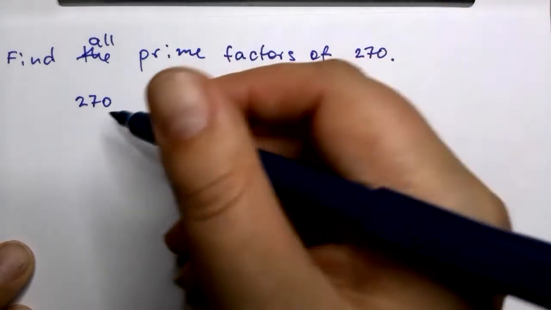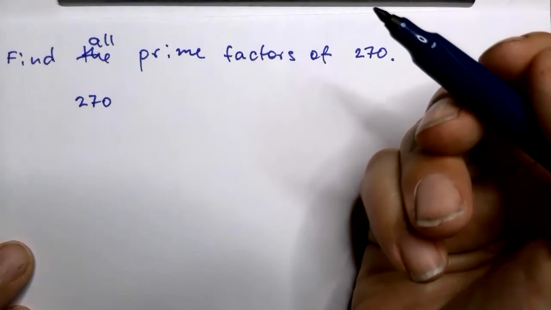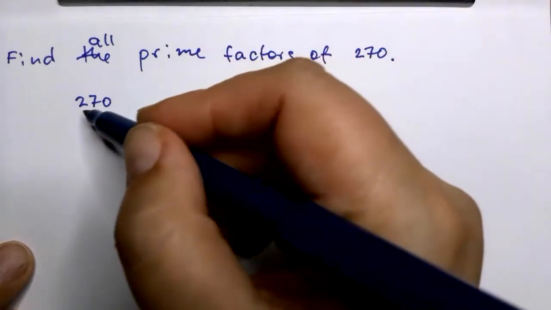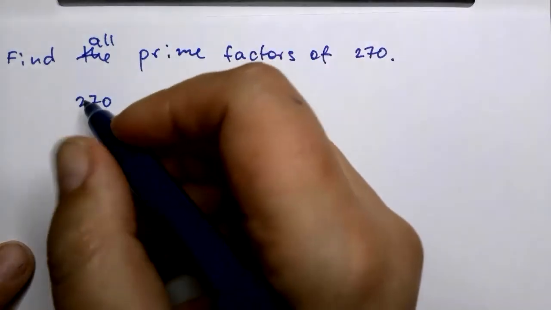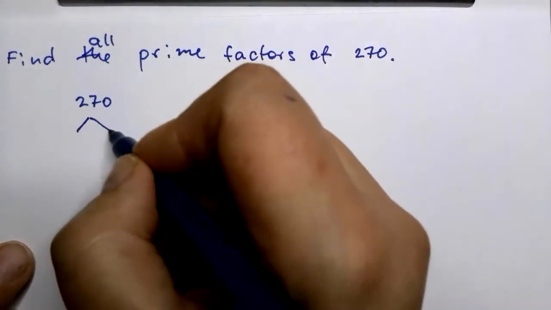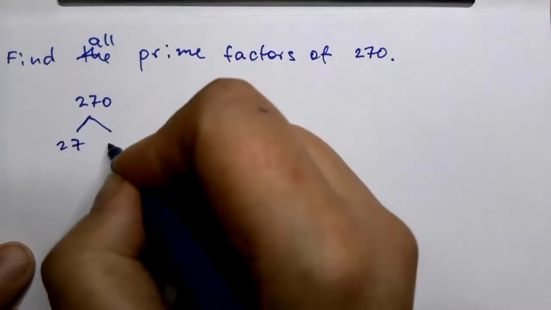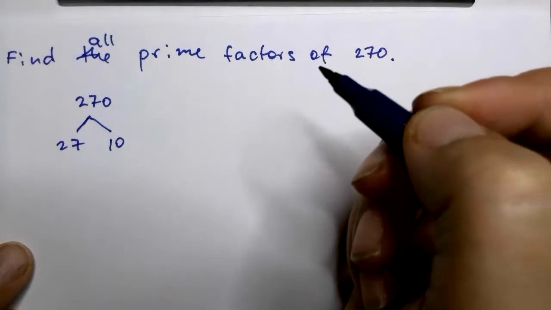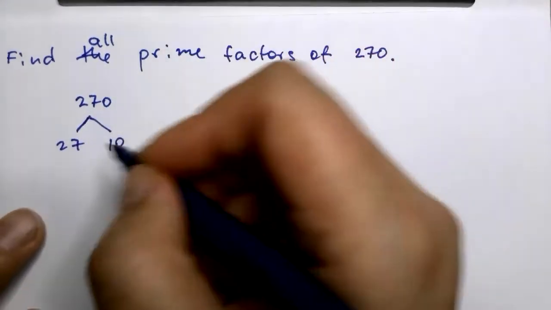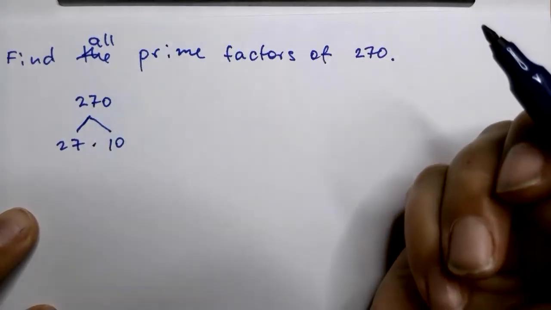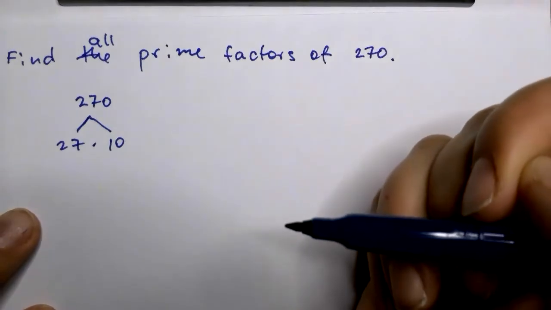Some of you may notice that it's divisible by 2. You can divide it by 2. Or like in my case, I see that there's a 0 right at the end, so it must be divisible by 10. So you can split it into 27 times 10. Now each one of these numbers could be divided further.